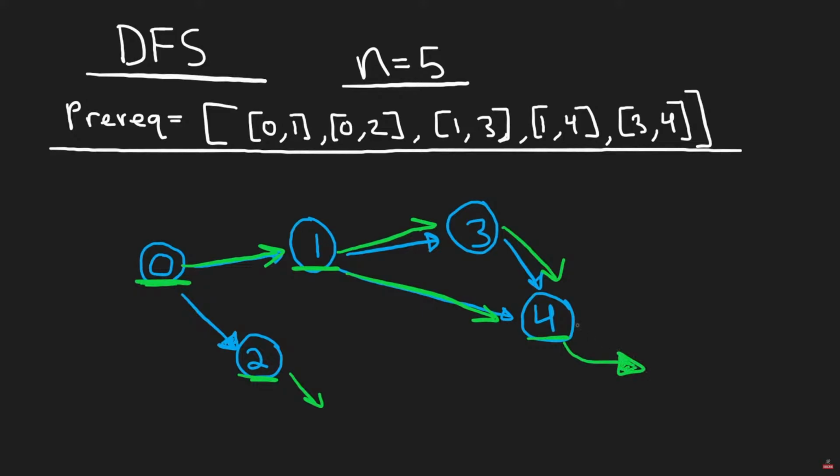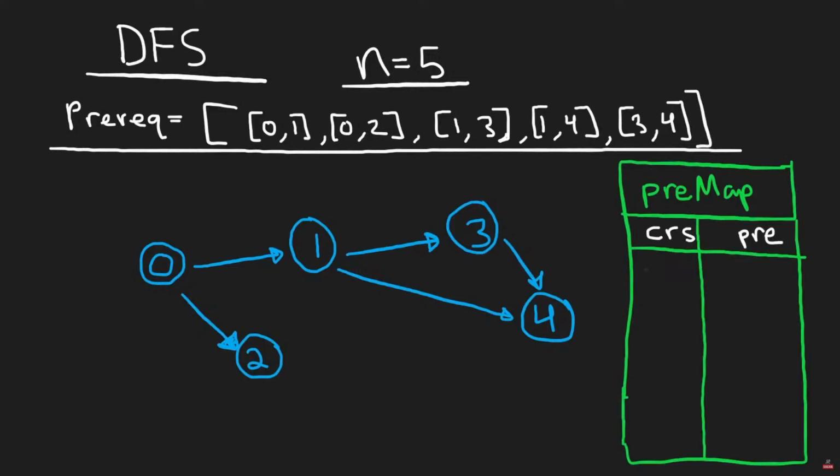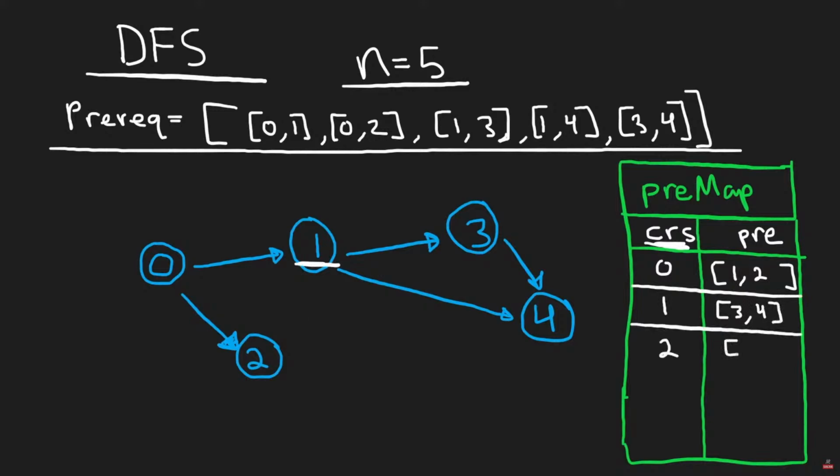So looking at this, the structure I'm going to use is a hash map to represent this. So for each of our courses, we are going to have a list of all of its prerequisites. So for 0, we know 0 has 2 prerequisites, 1 and 2. And we're going to repeat that for every single course. So for 1, we know it has 3 and 4. 2 does not have any prerequisites, so we can just put an empty list over here. 4 also does not have any prerequisites, so we get another empty list.